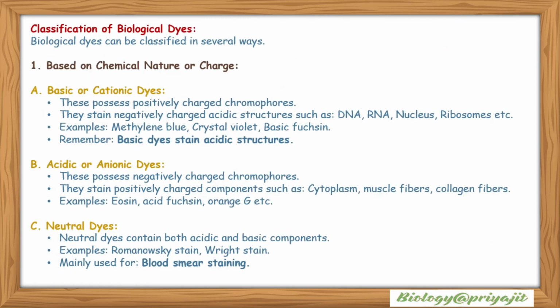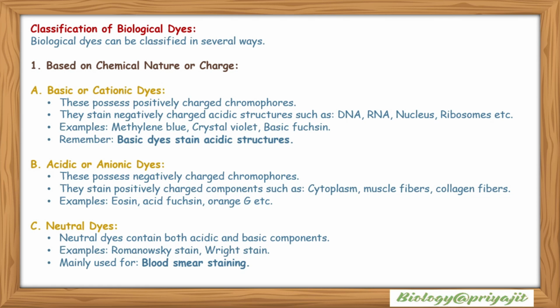Classification of biological dyes. Biological dyes can be classified in several ways. Number one, based on chemical nature or charge: basic or cationic dye, that's the first category. This possesses positively charged chromophores. They stain negatively charged acidic structures such as DNA, RNA, nucleus, ribosomes, etc. Examples include methylene blue, crystal violet, basic fuchsin, etc. Remember, basic dyes stain acidic structures.